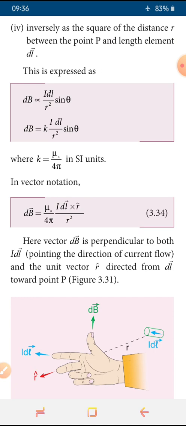Then constant k is equal to mu naught divided by 4 pi in SI units. In vector notation, we can write dB vector is equal to k, which is what? Mu naught by 4 pi, I dl vector cross r cap divided by r square. In this, the magnetic field dB vector is perpendicular to both the current and the small segment length, that is the dl vector. And the unit vector r cap is directed from the dl vector and it is acting towards the point P. So this is the expression for Biot-Savart.